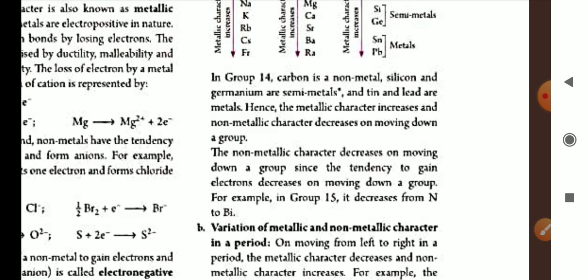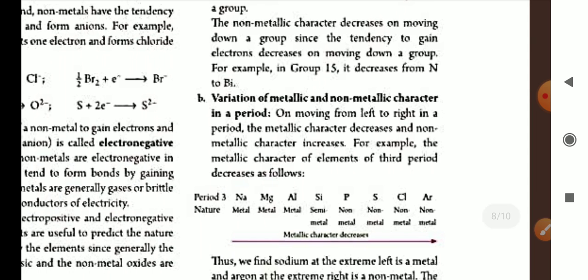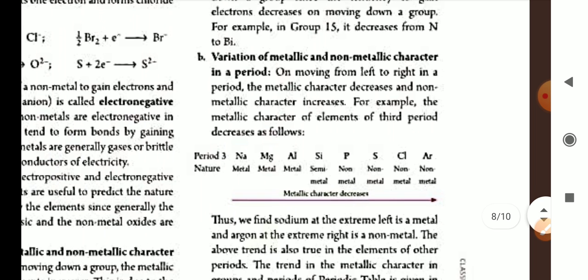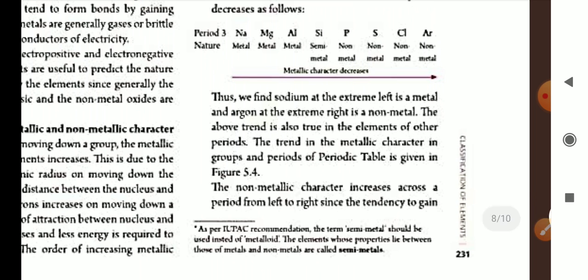The non-metallic character decreases along the group. For example, in group 15 it decreases from nitrogen to bismuth. Now if you see the period, on moving from left to right, atomic radius is decreasing. That's why metallic character will also decrease, but non-metallic character will increase. As we find, sodium at the extreme left is a metal and argon at the extreme right is a non-metal. The above trend is also true in the elements of other periods.